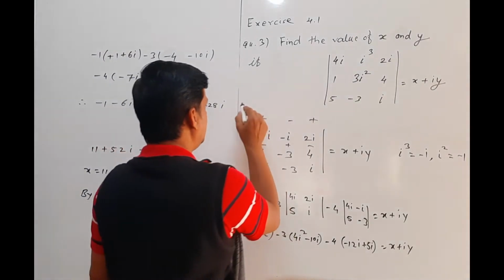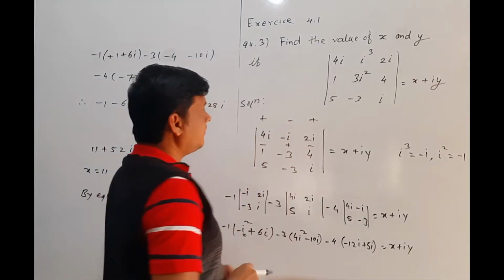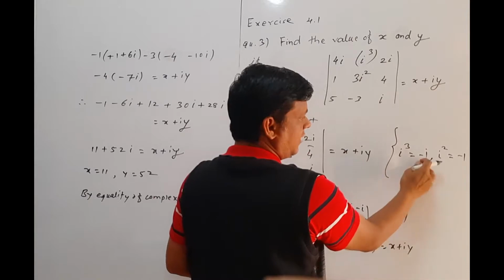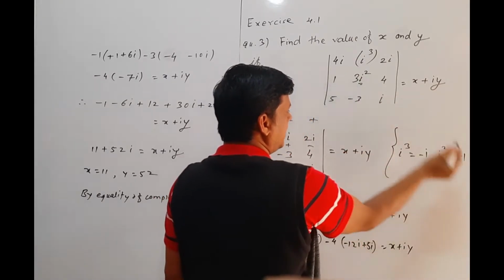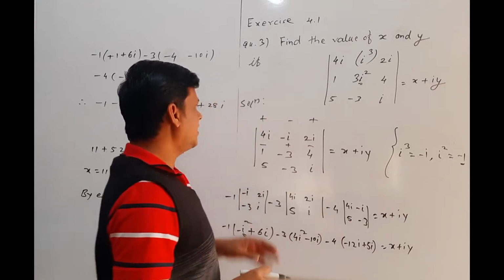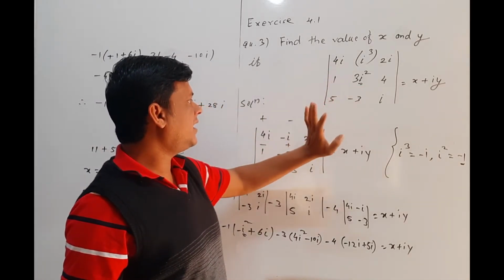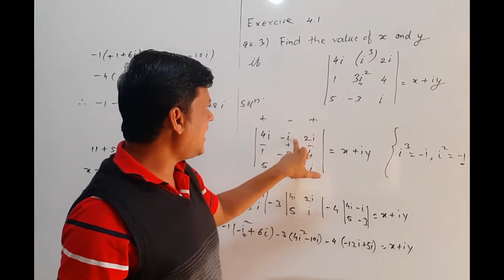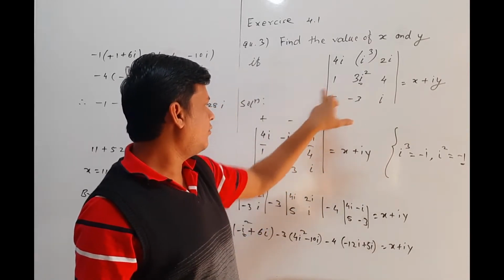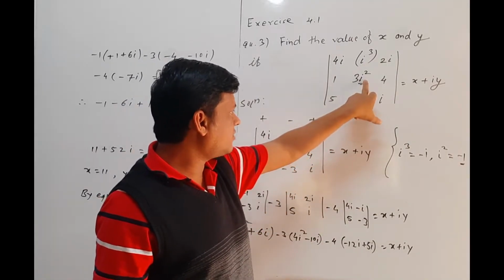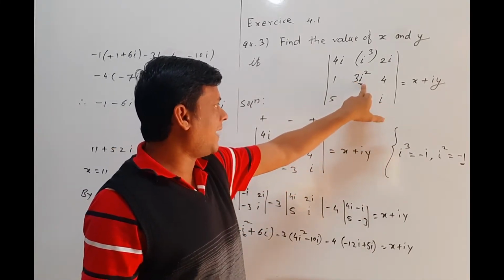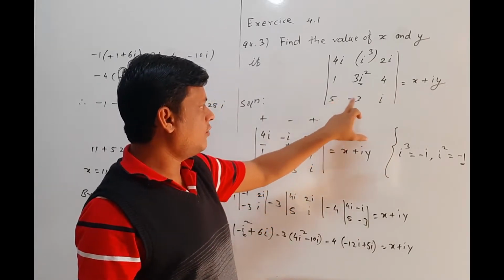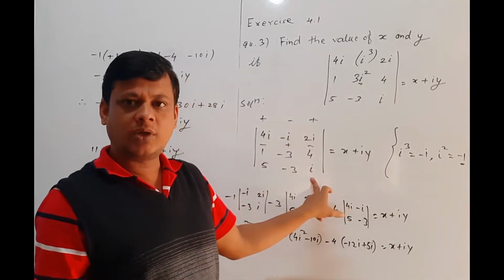So in the solution we write i³ as minus i and i² as minus 1. So we write the given determinant as 4i as it is, then i³ we replace by minus i, 2i as it is, then 1 as it is, this i² we replace by minus 1, so 3 into minus 1 we write minus 3, 4 as it is, then 5, minus 3, i, the elements of the third row as it is.